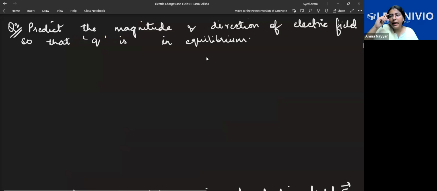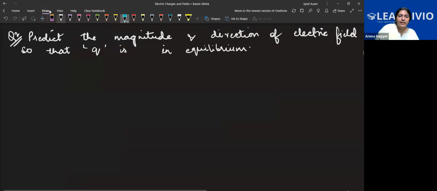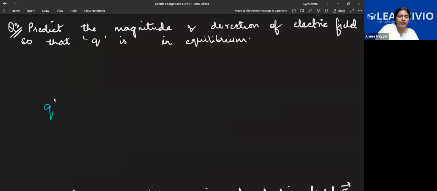See, this is saying predict the magnitude and direction of electric field so that Q is in equilibrium. Basically the figure is missing, let me tell you the figure. This is the charge. It is saying magnitude and direction of electric field so that Q is in equilibrium. When we say Q is in equilibrium, it means the net force on the charge should be 0. So see, this was the charge which was present with the mass m. So this is the mass of it.